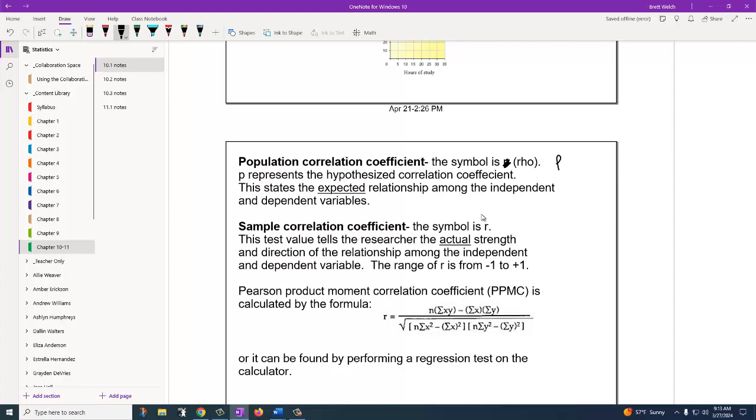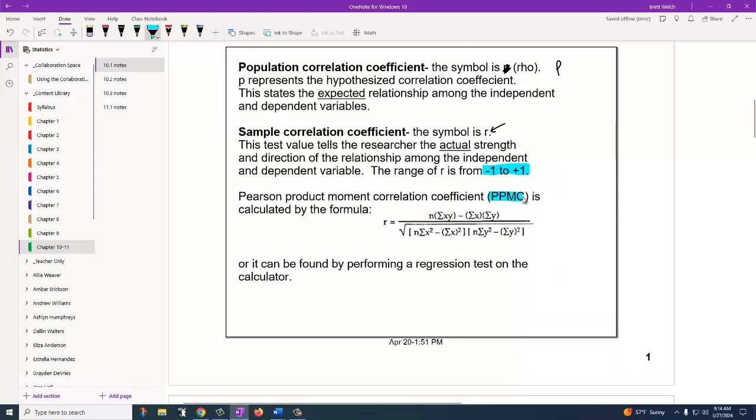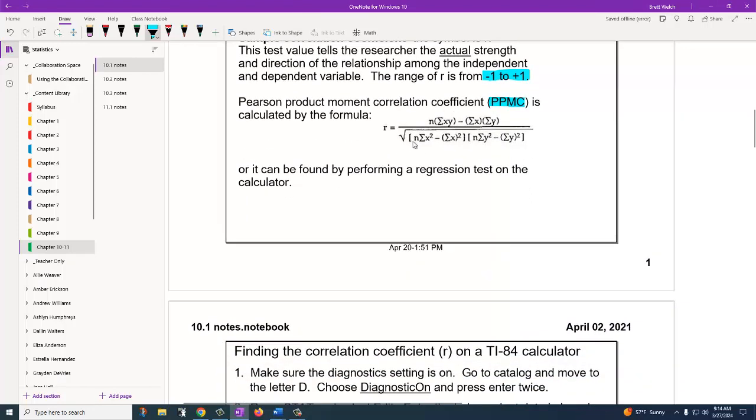Whereas the sample correlation coefficient, the thing that we actually test, is called R. It's the sample correlation coefficient, and its value will range somewhere between -1 and 1. 0 would represent no relationship, a -1 would be a very negative relationship, and a +1 would be a very positive relationship. In this course, we use the PPMC, the Pearson Product Moment Correlation Coefficient, which is calculated by a formula that you won't use, because we'll use a regression test on our TI-84 calculators, which allows us to do that test without doing the specific calculations.